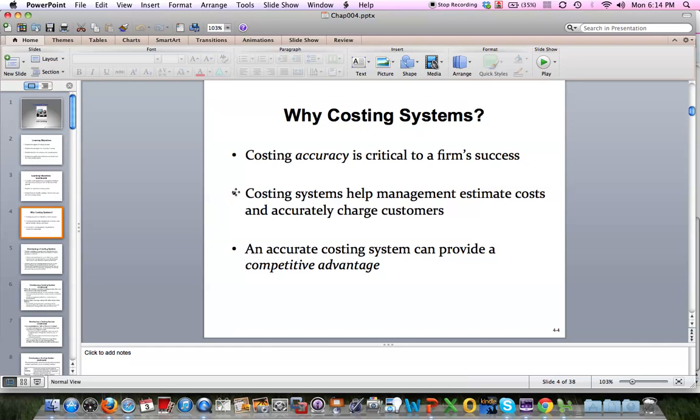It helps management estimate costs and accurately charge customers, and of course having an accurate costing system that provides information at the right time to management to make a decision definitely can provide a competitive advantage. That's why many companies spend millions and millions of dollars on these systems so that they can have the best, most accurate data in front of them and make decisions better or quicker than their competition.